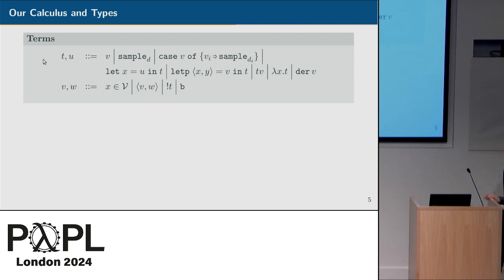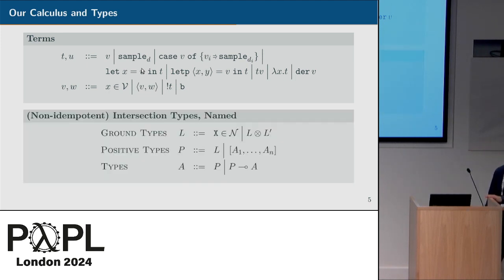So this is our calculus. It's quite standard, I would say. You can see that we have this bang constructor, so it's a call-by-push-value-like calculus, and it has just one probabilistic construct here, which is sampling from a discrete distribution.